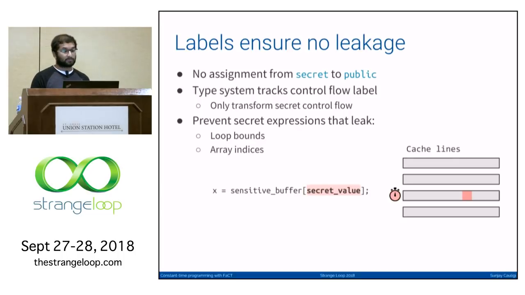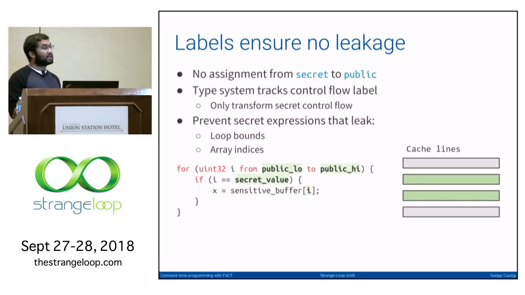If you index memory based on a secret index, that can lead to cache timing attacks, which can then reveal that secret data. So indexing memory based on secrets is also disallowed by the FaCT compiler, but indexing based on a public value, again, totally fine. So you could loop through some public indices and then, again, use a conditional statement to select the values that you want.